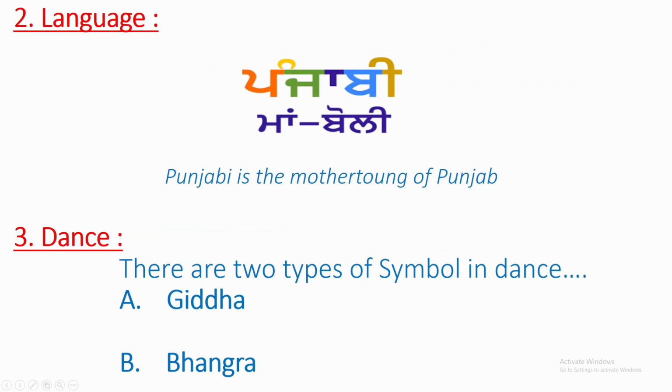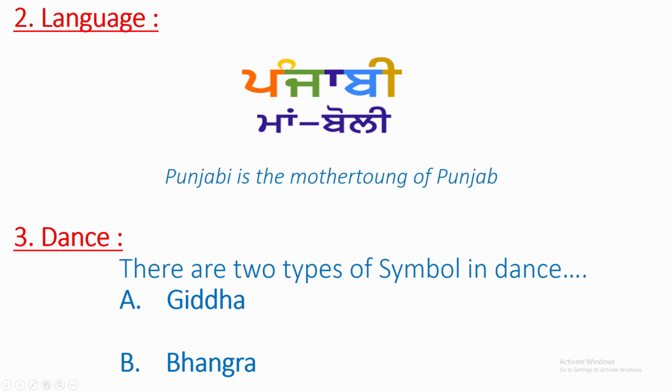Second symbol is the language. In Punjab, most of the people speak Punjabi and therefore this comes in the symbols of Punjab. And the third symbol is dance.